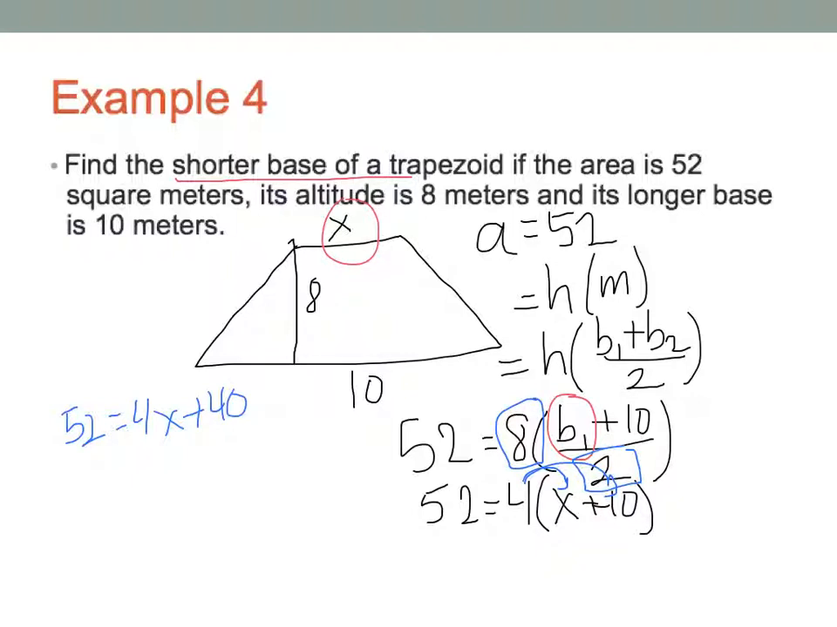Okay, now let's subtract 40 from both sides, and I'll have 12 equals 4x. Divide both sides by 4 and I get x equals 3 meters. And what is x? X is my base 1. Awesome.